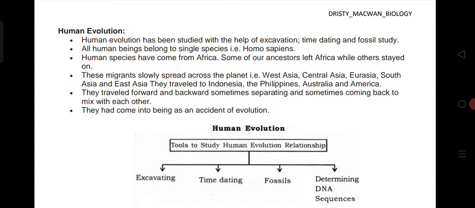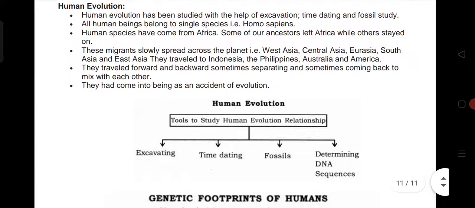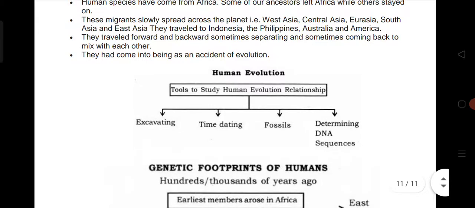They traveled forward and back, sometimes separating and sometimes coming back to mix with each other. Sometimes they traveled in the forward direction, but sometimes they were coming back too, right? This way they were getting separated, but sometimes due to the backward movement, they were also coming back and mixing with each other. They had come into being as an accident of evolution, right?